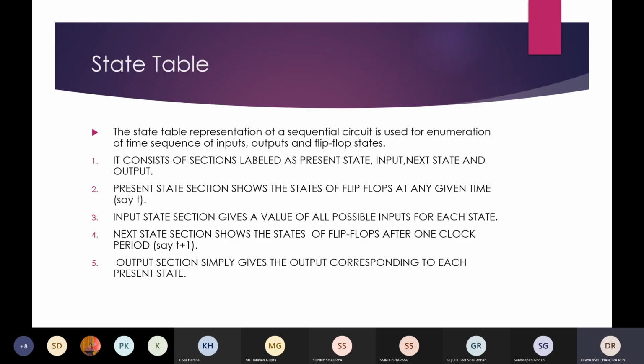First, I will quickly go through the topics covered in the last workshop. So this is the state table. State table consists of sections labeled as present state, input, next state, and output. Present state section shows the various states of the flip-flop at any given time, say t. Input section gives a value of all possible inputs for each state. Next state section shows the states of flip-flops after one clock period, say t plus 1. Output section simply gives the output corresponding to each present state.